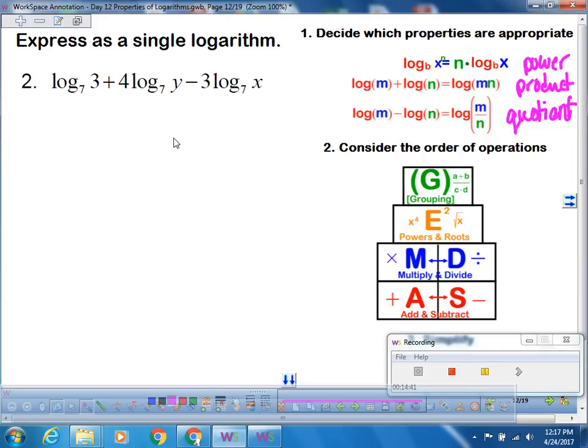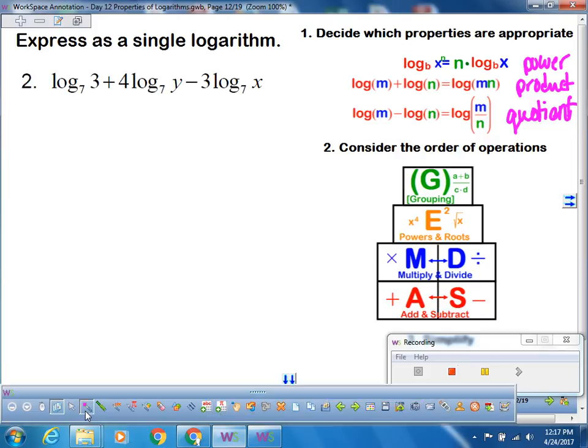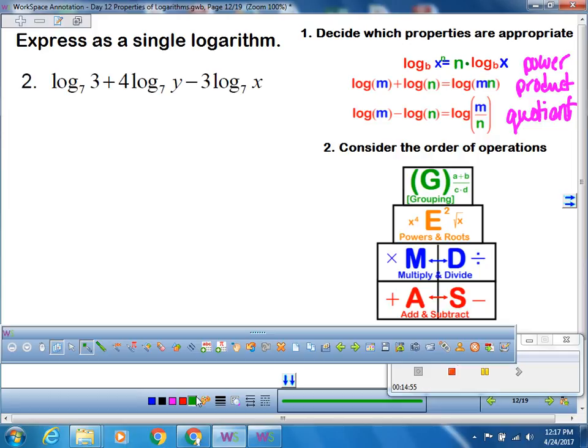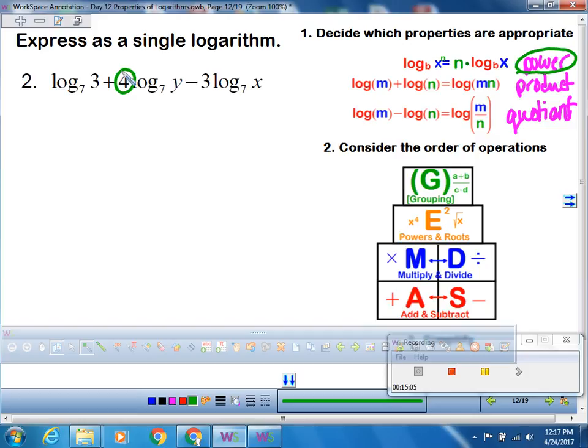There's one more in there. Can you see it? There's multiplication. There's the power properties in there, right here. Do you see that? So remember how we used to take the exponents and bring them in front of the log? I'm going to put it back.